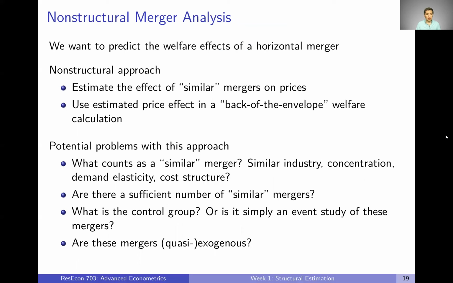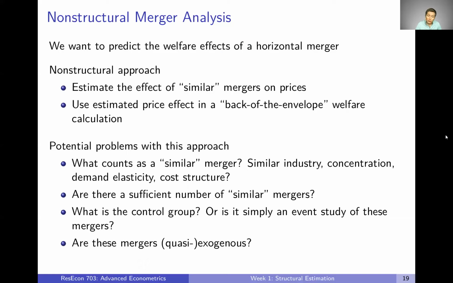The non-structural approach here would be to estimate the effect of similar mergers on prices. So look at some data on historic mergers that are similar to this one and see what effect those mergers had on prices. Let's get a credible estimate of that. And then use that estimated price effect in a back of the envelope welfare calculation where we can say, if this merger causes similar price effects, then this is how much consumer surplus is lost, how much deadweight loss there is, and answer those kinds of welfare questions. That's ultimately what we care about.